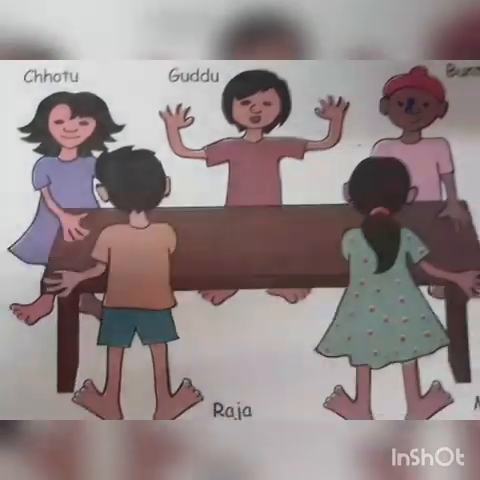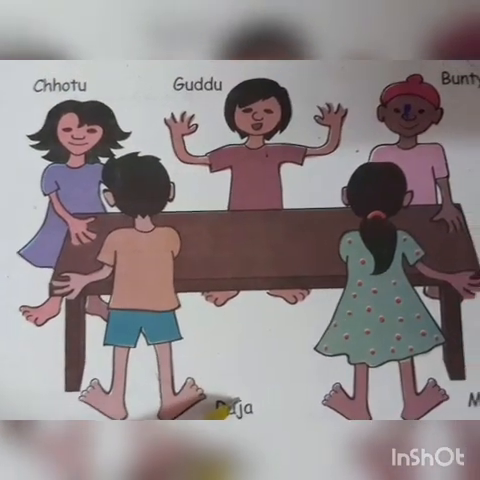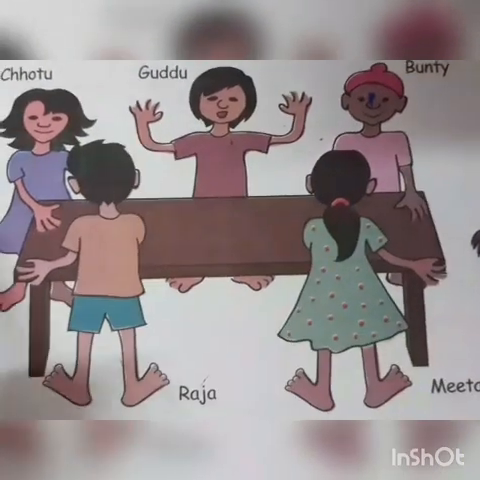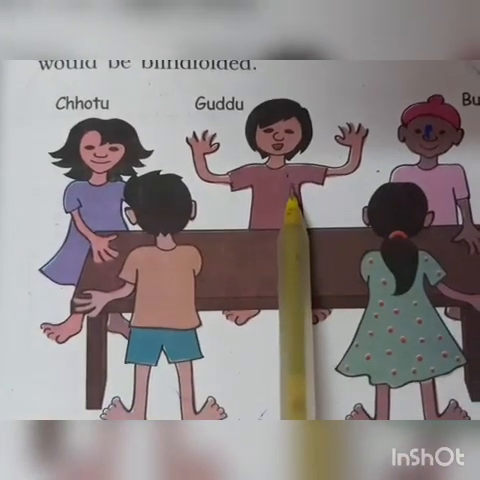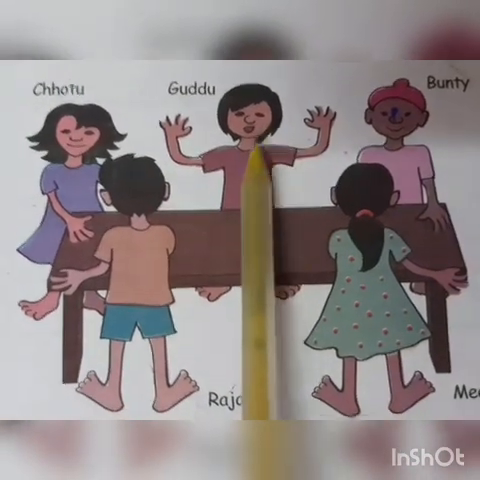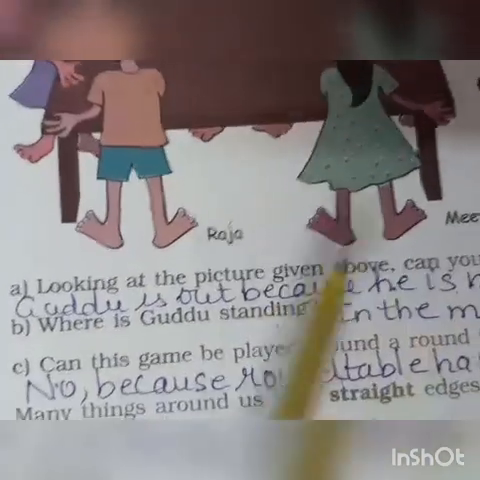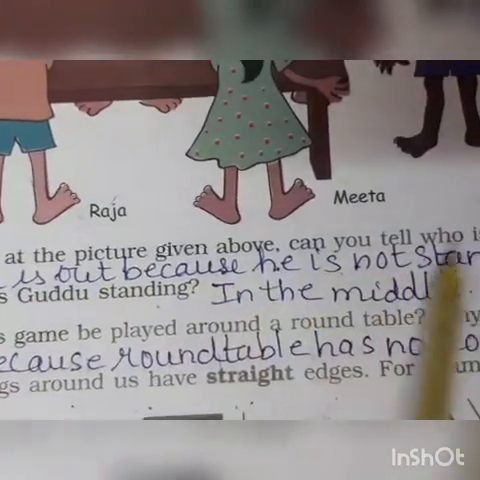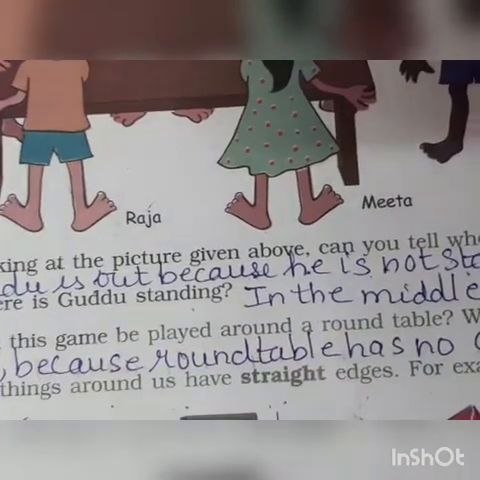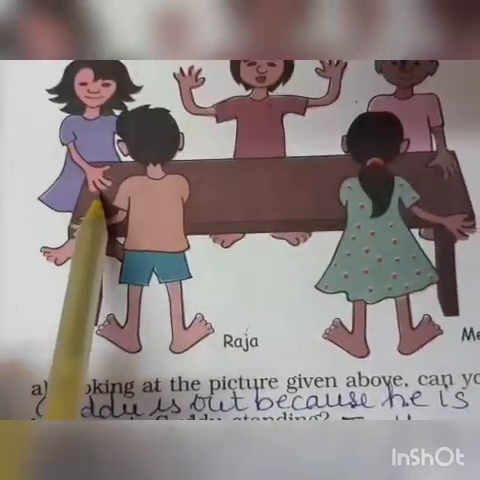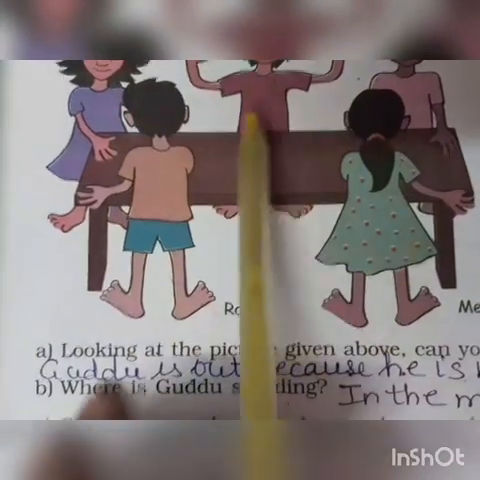Now here you can see that all the 4, Chotu, Raja, then Meetu and Bunty, they all are standing in the corner, but Guddu is not standing in the corner, he is standing in the middle. So he is out and he will be blindfolded. Now, जो out होगा उसको वापस blindfold किया जाएगा. Now, looking at the picture given above, can you tell who is out? Yes, Guddu is out because he is not standing on the corner, on any corner. 4 corner पे 4 जने हैं, देखिए 1, 2, 3 and 4, and he is standing in the middle of the table. टेबल के बीच में बिल्कुल बीचों बीच खड़ा है, इसलिए ही इज आउट. वेयर इज गुड्डू स्टैंडिंग? इन द मिडल.